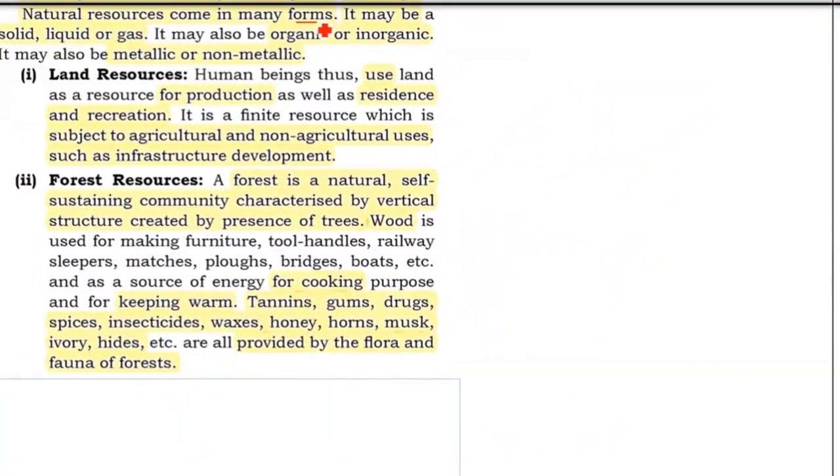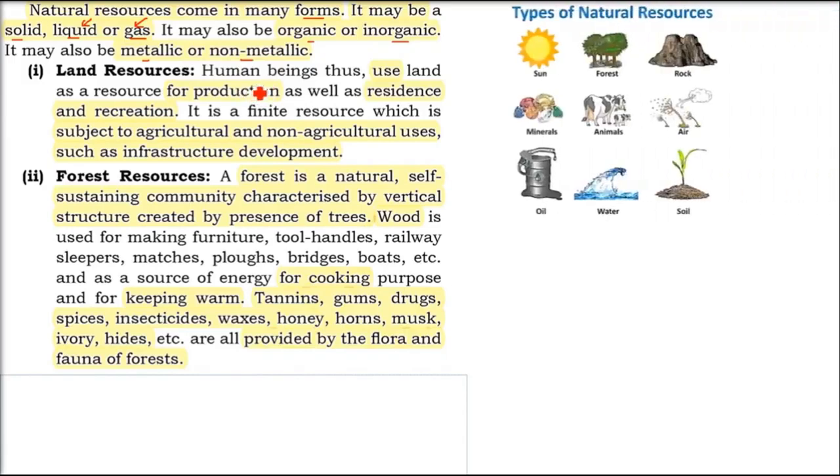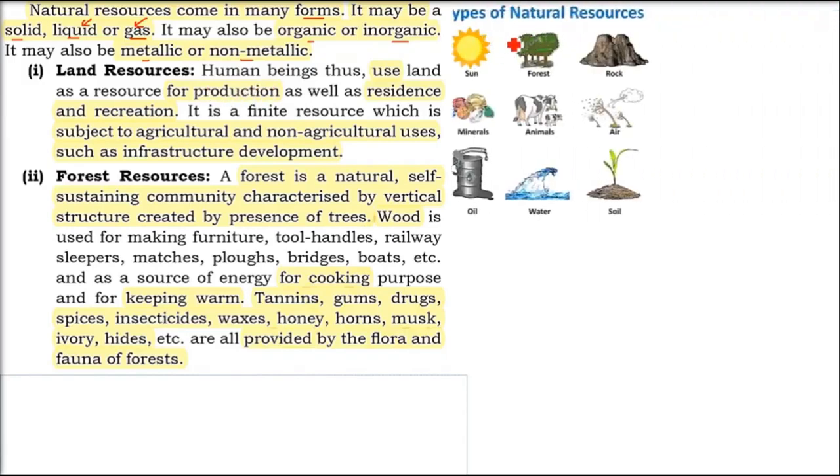So natural resources, prakritik sansadhan, are of various forms. It may be in a solid form, liquid form, or a gaseous form. And these are the categories which I am talking about. It can also be organic and inorganic. Organic means from the living, inorganic from the non-living. There is also metallic and non-metallic. Metals have luster, they are good conductors of electricity. Non-metals are not. So when we talk about natural resources, we have different kinds of resources.